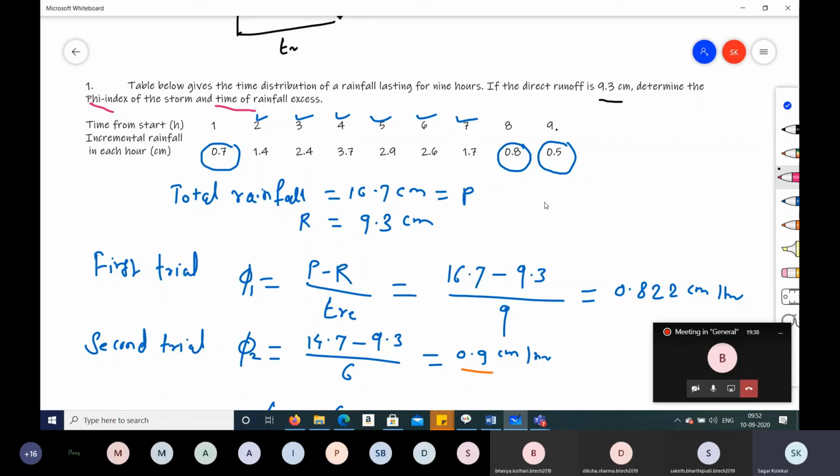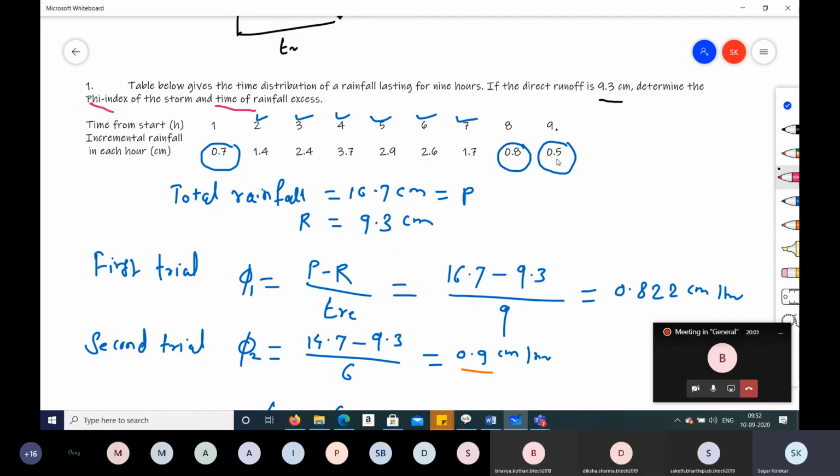Now we verified with these values and we got three values, 0.7, 0.8 and 0.5, which are less than 0.822. It means that these are the values which are less than the phi index, and they don't have a connection with the rainfall excess. So we need to exclude these values.